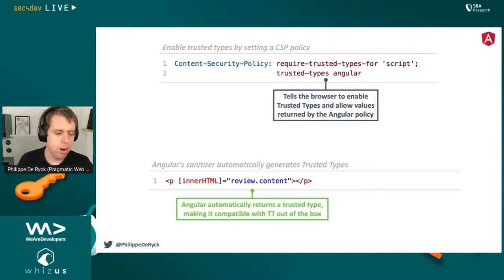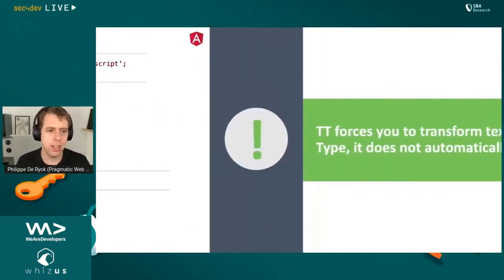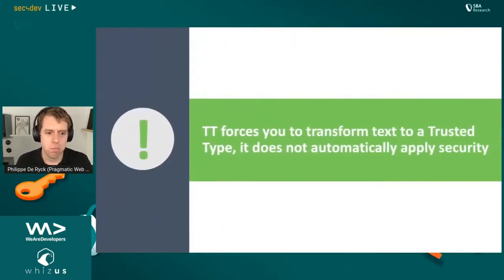In React, it's a little bit more effort, but the principle is the same. We change the way the browser behaves, and because of that, our applications are forced to make things safe. Trusted types doesn't force anything. The only thing trusted types does is make you jump through those hoops.